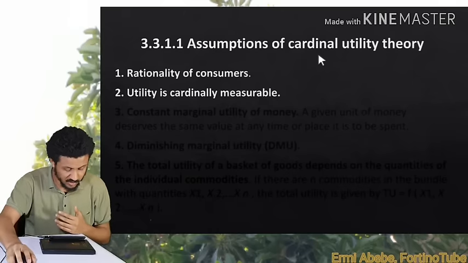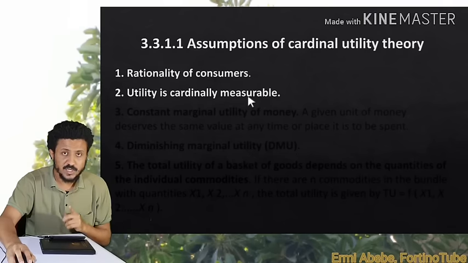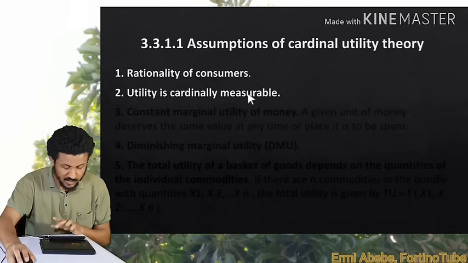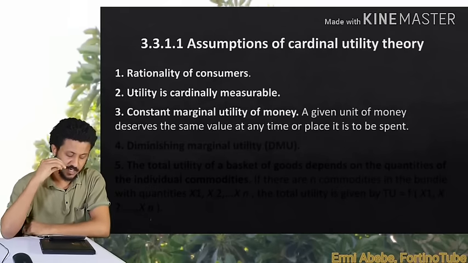The other is, we are discussing cardinal utility theory, so we have to believe that satisfaction is cardinally, or numerically, or in terms of number, measurable. And the other is constant marginal utility of money.